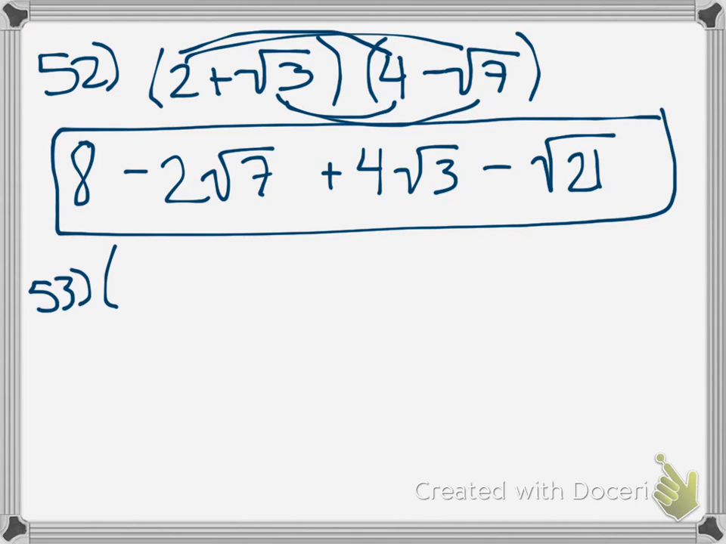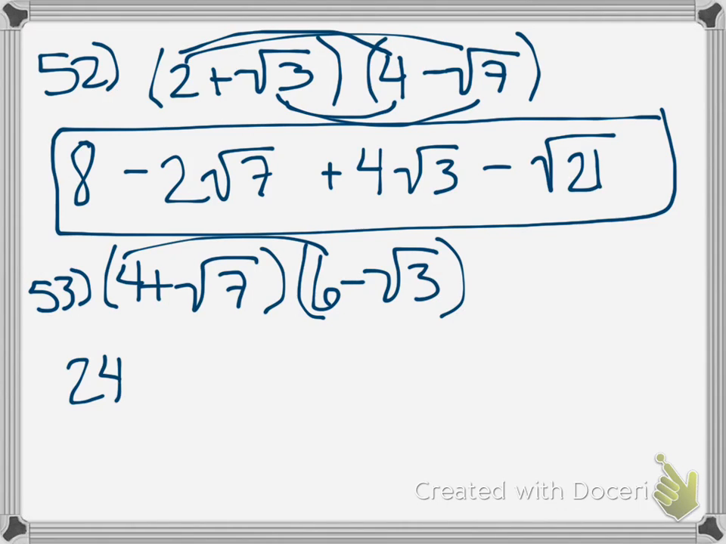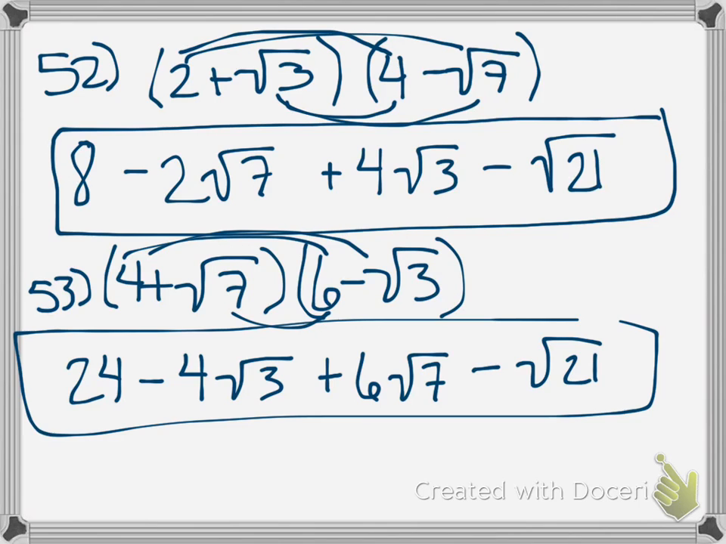Let's look at 53, same thing. 4 times 6 is 24. 4 times square root of 3 is 4 square root of 3. 7 times 6 would be 6 square root of 7. And then the 3 and 7 would be 21. And again, nothing you can do with those.